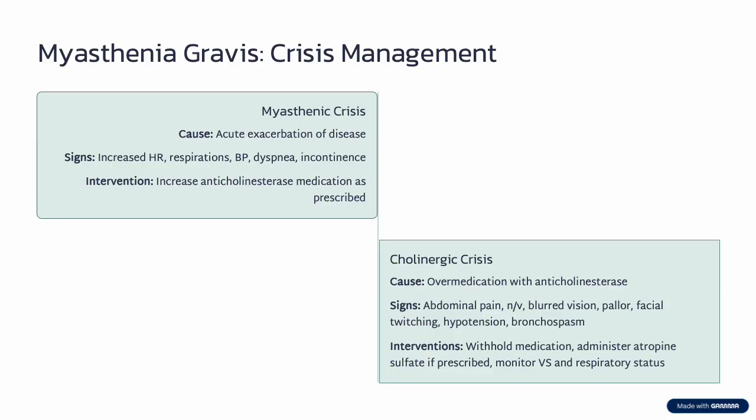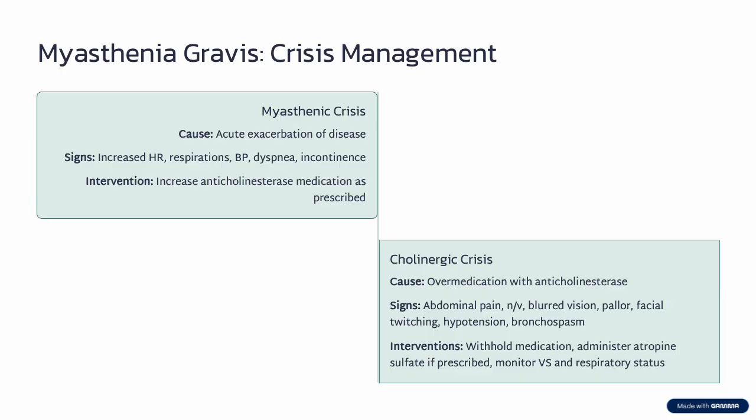So for an intervention in a cholinergic crisis, we would absolutely withhold the medication. And then, of course, we give atropine. But I think the key intervention, if somebody's in a cholinergic crisis, is we're going to withhold the medication. But if they're in a myasthenic crisis, that's an acute exacerbation of the disease. Signs of a myasthenic crisis are increased heart rate, increased respirations, blood pressure, shortness of breath, and incontinence. And then the intervention is going to be to increase the anticholinesterase medication as prescribed.